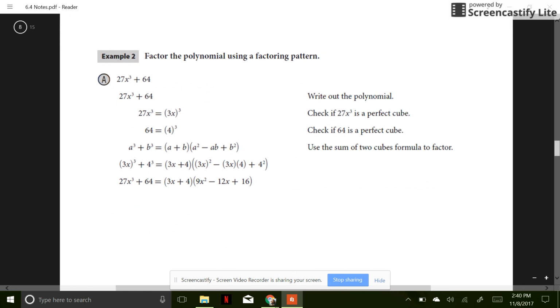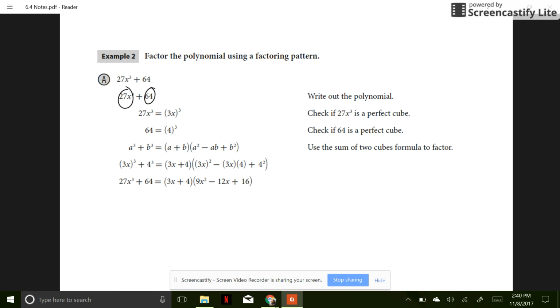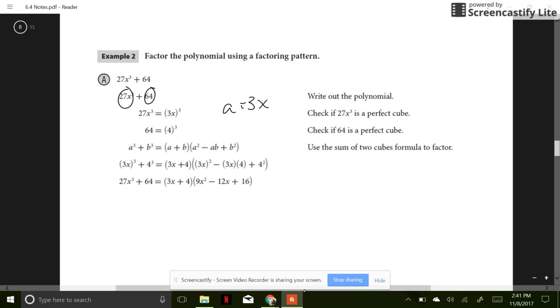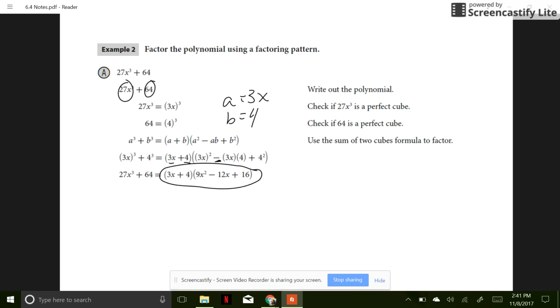So here in A, we found this one's actually a sum of cubes. Each of these are perfect cubes. These are good things you need to learn to recognize. So 27x cubed is the quantity 3x cubed, because 3 cubed is 27, x cubed is x cubed, 64 is 4 cubed. So once you know a and b, a is 3x, b is 4, you can plug it in. So a plus b, then you'll take that squared minus, again, it's opposite, the product plus b squared. So then this would be the factor of 27x cubed plus 64.